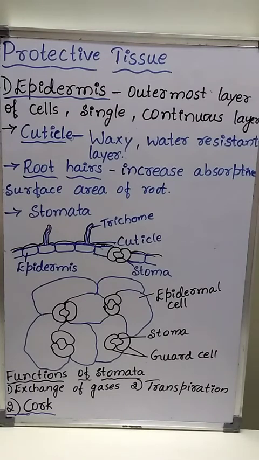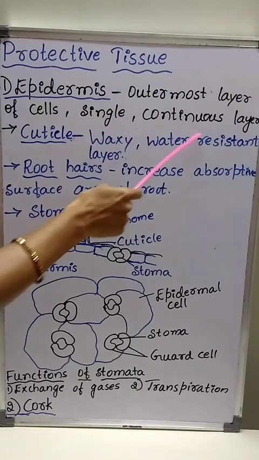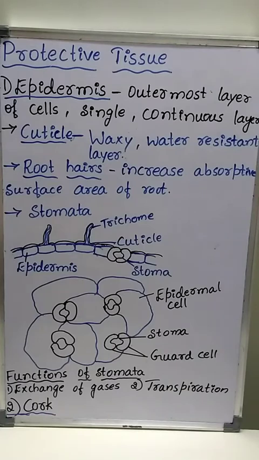That means the cells of the epidermal layer are arranged compactly, without any intercellular space. All the cells are arranged compactly, meaning tightly. Hence, it is a continuous layer without any break. The important function of the epidermis is providing protection against adverse environmental conditions.